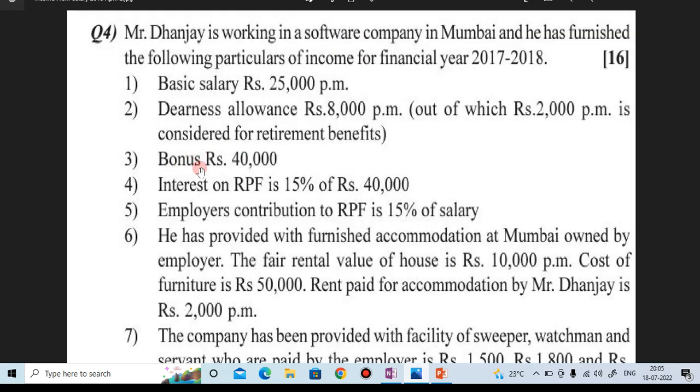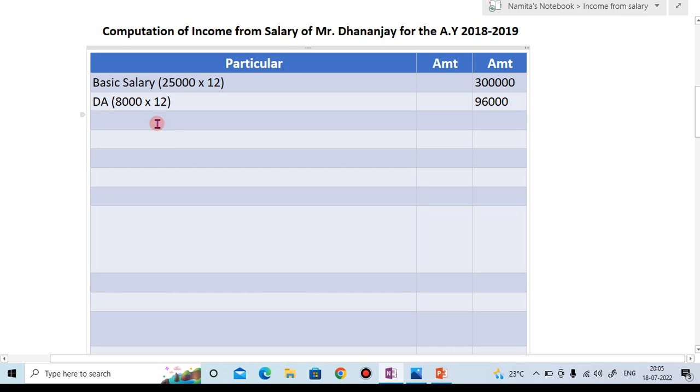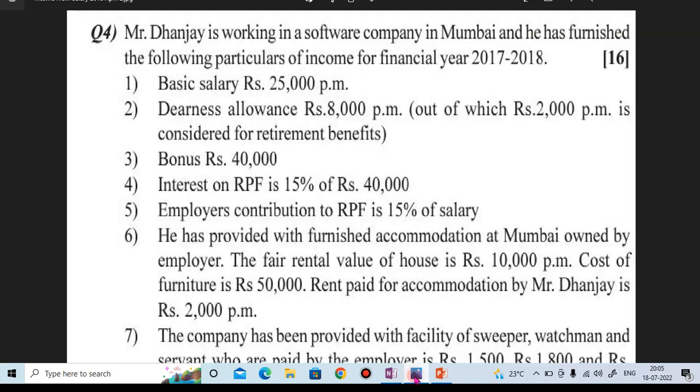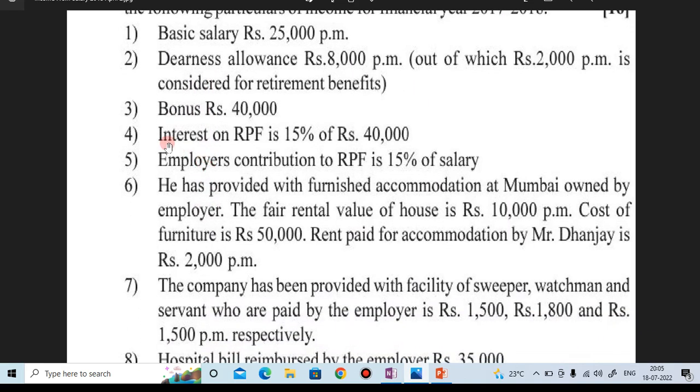Next is bonus. Bonus is how much? 40,000 rupees. Bonus, outer column, 40,000. After bonus, next is interest on RPF. RPF stands for Recognized Provident Fund. So interest on RPF is 15% of rupees 40,000.